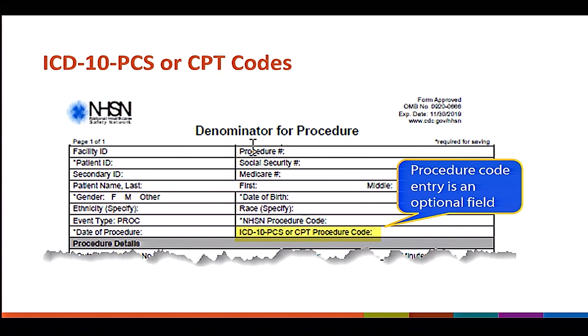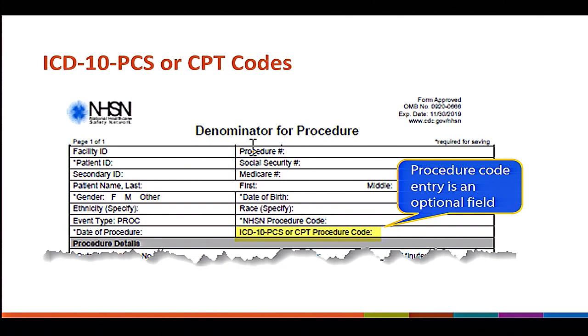We've touched on ICD-10 PCS and CPT codes a bit already, but I'm going to talk about them a little more in depth now. As you can see on the denominator procedure form, entering the procedure code remains an optional field. However, as you recall, the first part of the definition of an NHSN operative procedure is a procedure that is included in the ICD-10 PCS or CPT NHSN operative procedure code mapping.